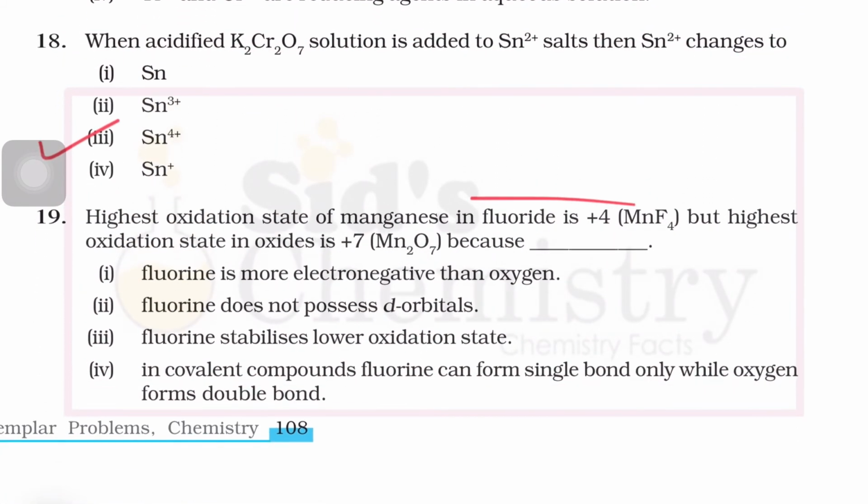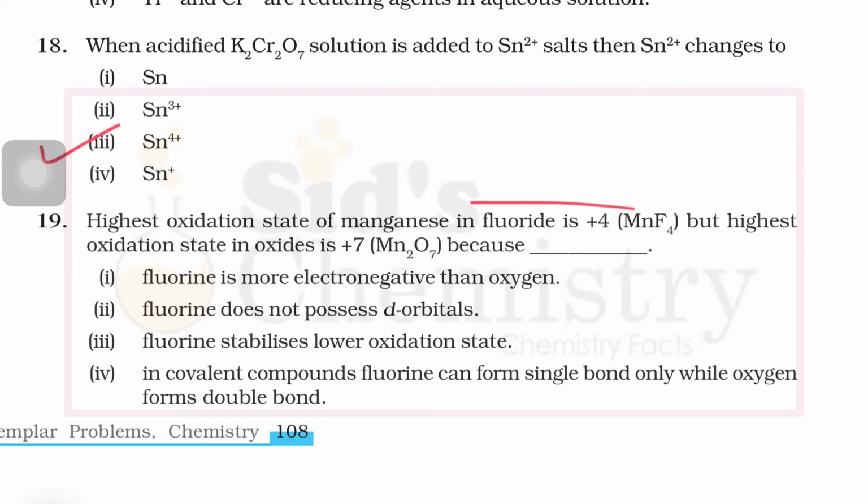Coming to question number 19. Highest oxidation state of manganese in fluoride is +4 like MnF4, but highest oxidation state in oxides is +7, Mn2O7, because number 1, fluorine is more electronegative than oxygen. Number 2, fluorine does not possess d orbital. Number 3, fluorine stabilizes lower oxidation state. Number 4, in covalent compounds, fluorine can form single bond only while oxygen forms double bond.